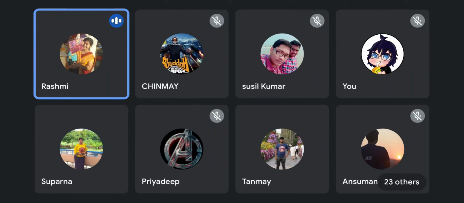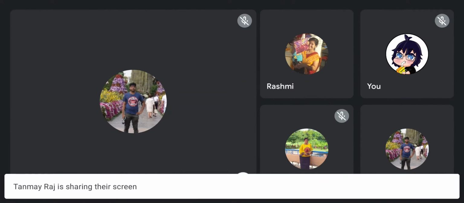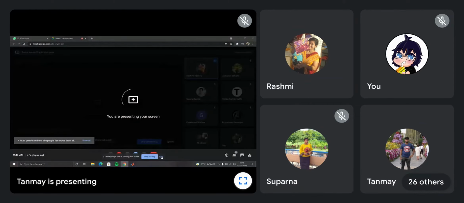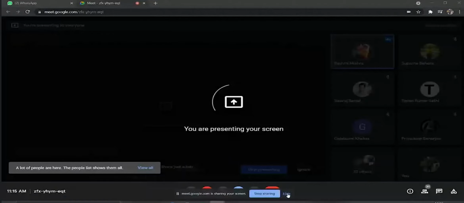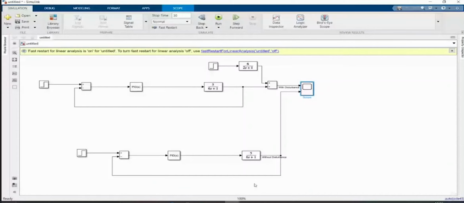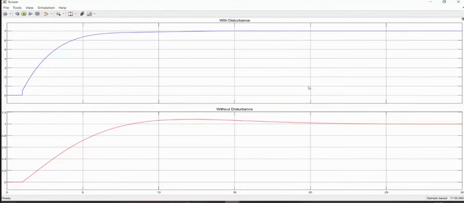No, your screen is not visible. Yes, now it is visible. Ma'am, this was with disturbance, the above one, and this one is without disturbance. And here is the graph. After 30 seconds, it will settle around 1 only, and this one settles around 7. So this is what I was confused about.